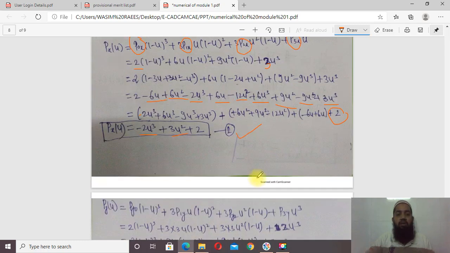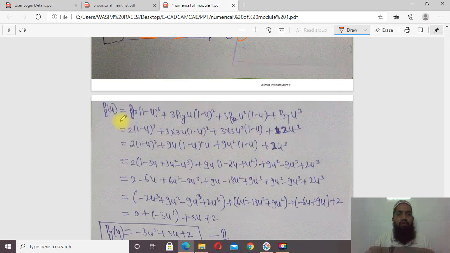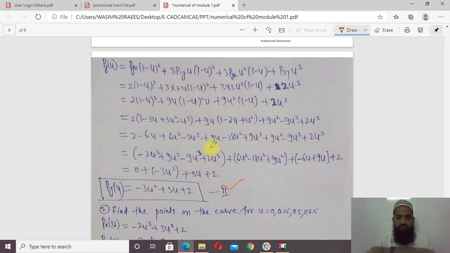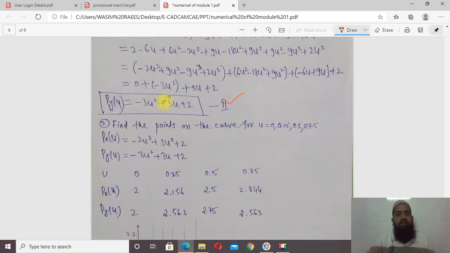In a similar way we can find out p of y of u also. Same thing here, we can put the values of p of y 0, p of y 1, p of y 2, p of y 3, and solve it in a similar way, and we'll get the final equation. As usual, the way we got p of x of u, you can do it over here also. You will get p of y of u. And the first part is over, that is to find the parametric Bezier equation.